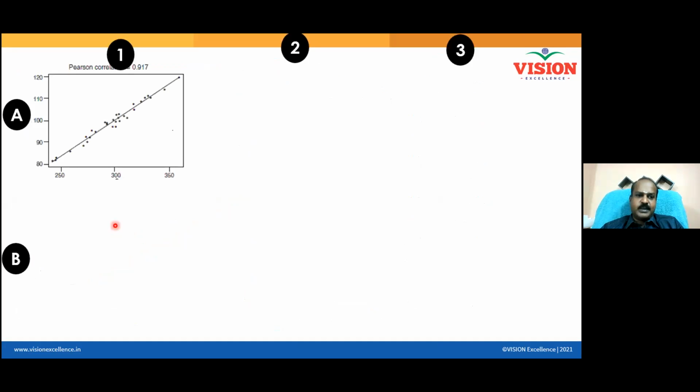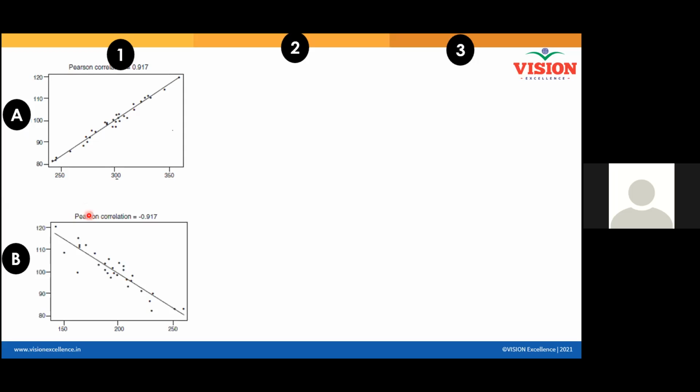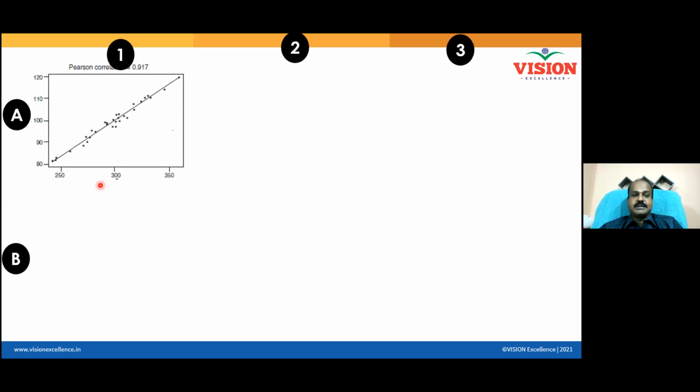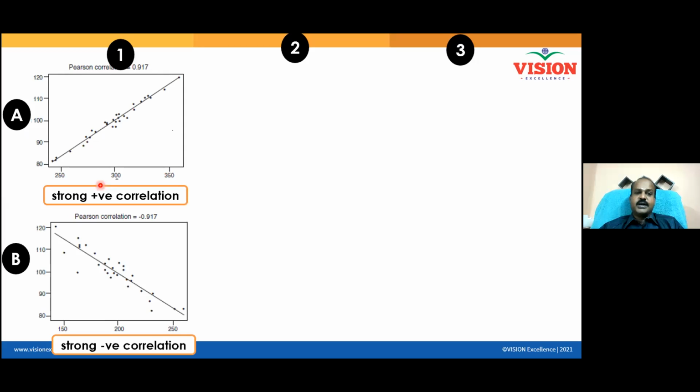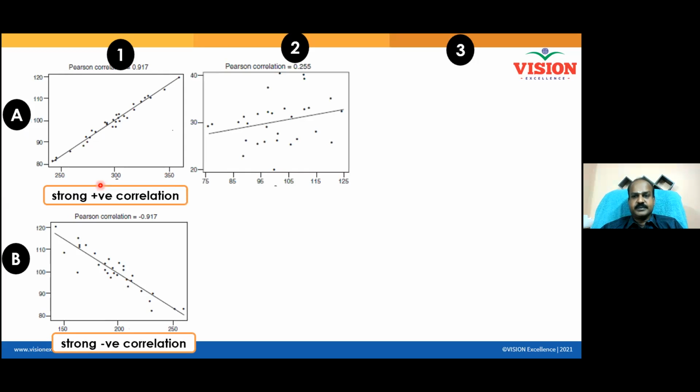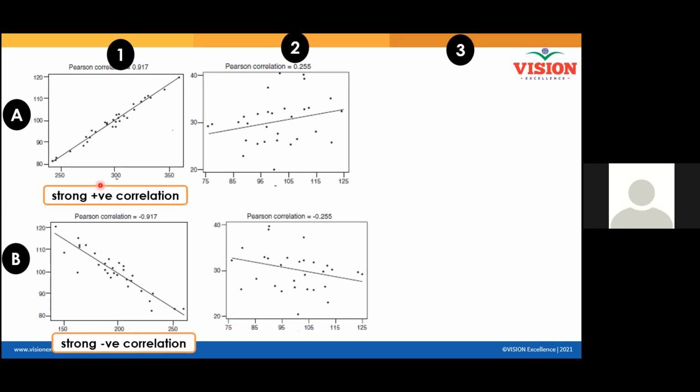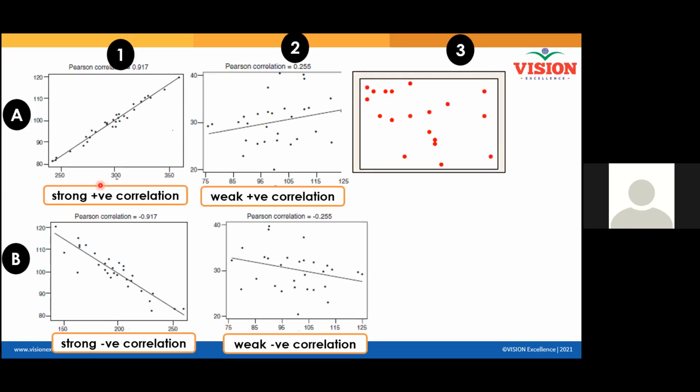Now, what is your comment about this scatter diagram? Is it strong, weak, or medium, positive or negative? Strong positive correlation. What is this one? Strong negative. Very good. What is this one? Weak positive. And this one? Weak negative. Very good.